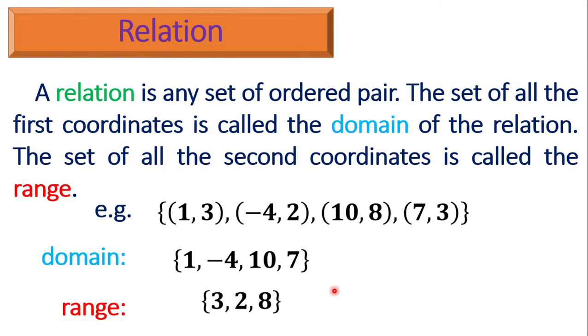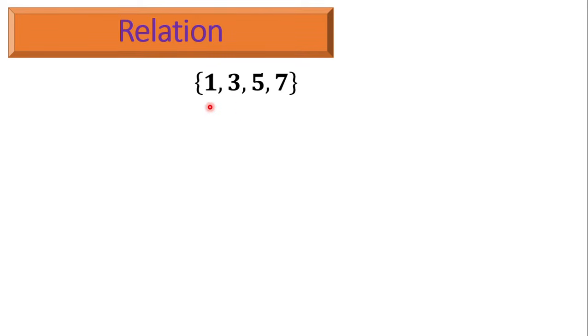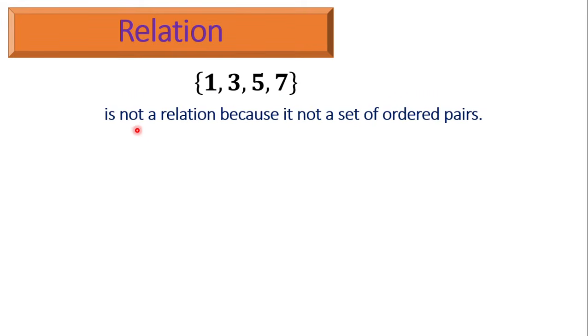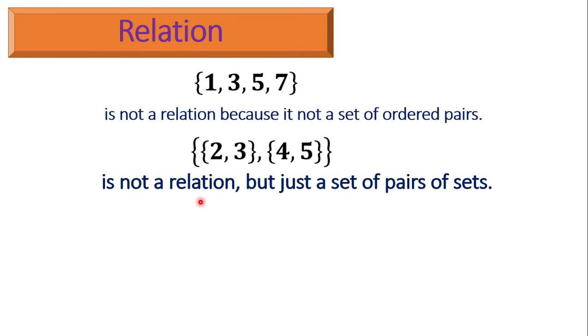Okay, next slide. So, we have example here na 1, 3, 5, 7. It's not a relation because it's not a set of ordered pairs. Di ba? Hindi kasi siya pair, kumbaga. And then this one, yung set of 2, 3, and set of 4 and 5 is not a relation. It's not a relation, but just a set of pairs of sets. Diba?